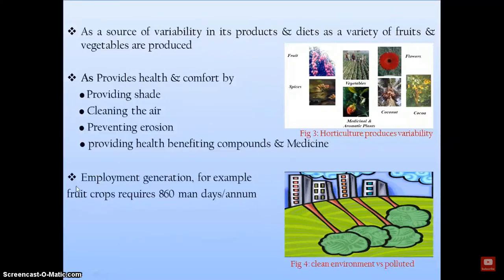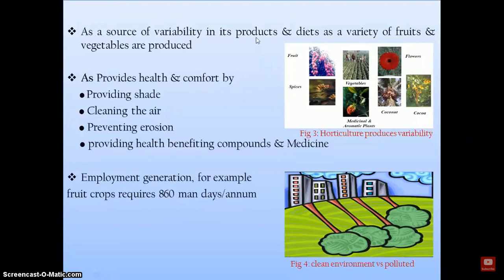Next important point is employment generation. For example, fruit crops require 860 man-days per annum. So this is very important from an economic point of view.